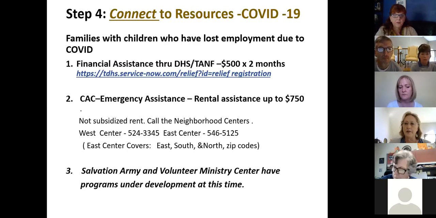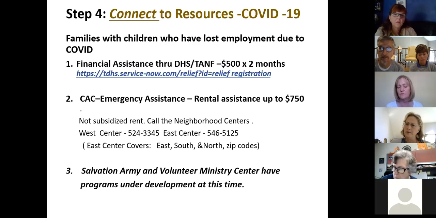So there's other partners in town that are looking at getting funding to try to help with needs and rent, and Salvation Army and Volunteer Ministry Center are taking a look at that, and you may hear more about that in the future if they have money for rent or other needs.